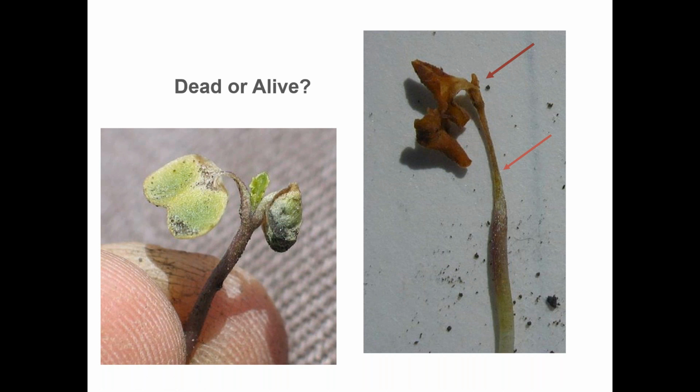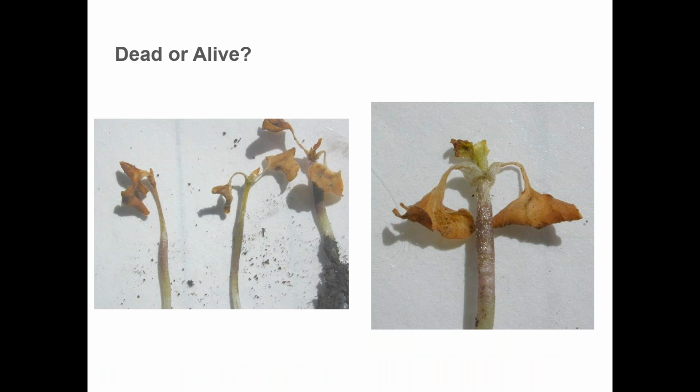So this one here on the left-hand side is clearly alive, whereas on the right side, this plant is not going to make it. You can see a constricted hypocotyl there and no green growth coming from that growing point. Same kind of thing here. We've got a couple of plants that are certainly not going to make it, and some that are. So, lost the cotyledons again entirely, but we've got nice green growth coming.